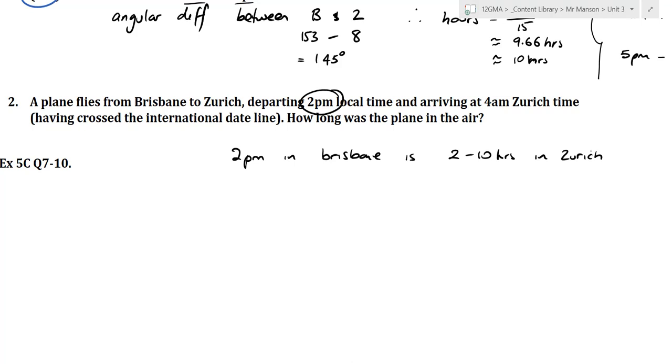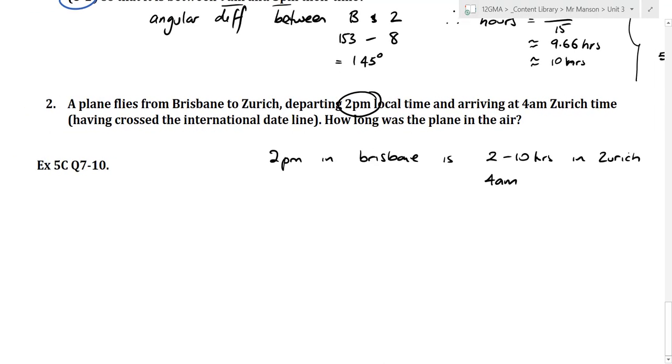So there are lots of different ways you can do it, but you need to practice that so you know that you get to 4 a.m. So 4 a.m. Zurich time. It arrives at 4 a.m. Zurich time. We don't know the days, so that plus minus day, we just have to be logically appropriate about that. How long do you think that this plane was in the air for?